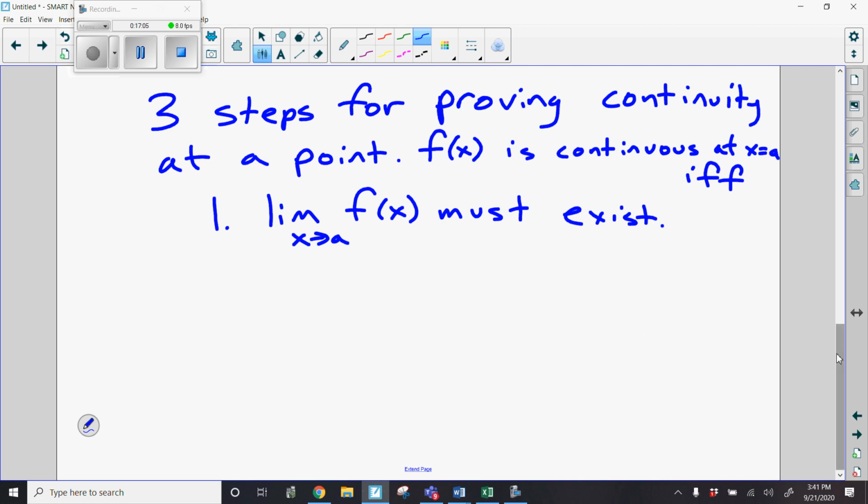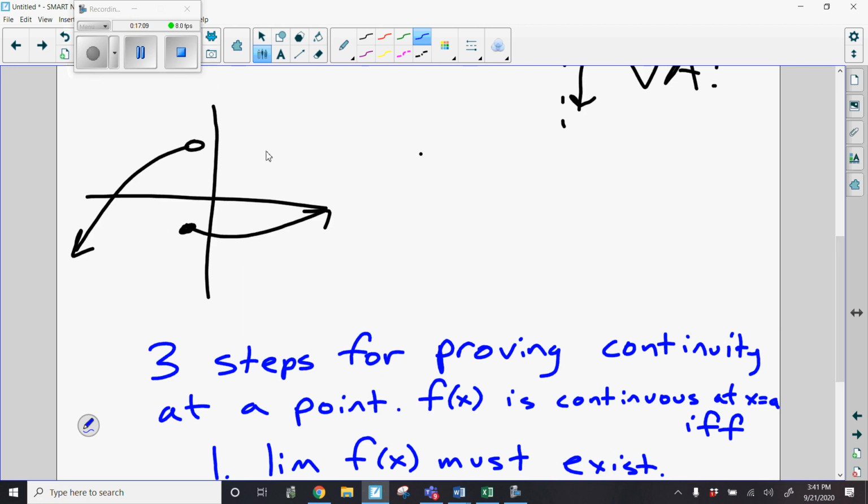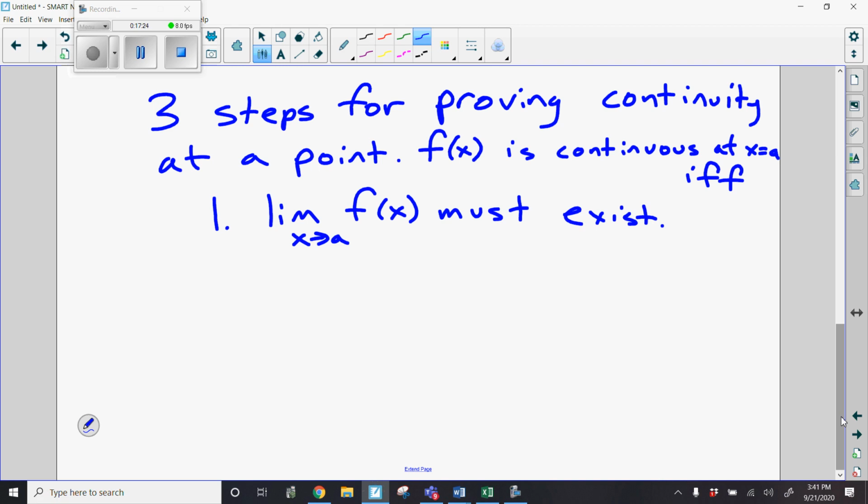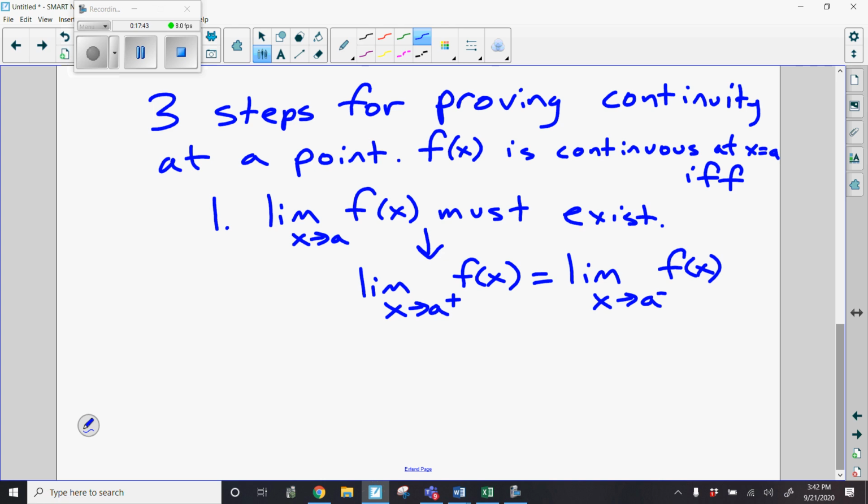So when I take a look at that picture up here, this function fails continuity at this point. Maybe we'll call it a, maybe we'll call it -1, because the limit here does not exist. Anytime a limit does not exist at a point, the function is not continuous at a point. Remember, to prove that a limit exists, the right-hand limit must equal the left-hand limit. So if you have to prove on an AP exam that a function is continuous at a point, you better prove that the limit exists by showing the left-hand limit equals the right-hand limit. So that's step 1.